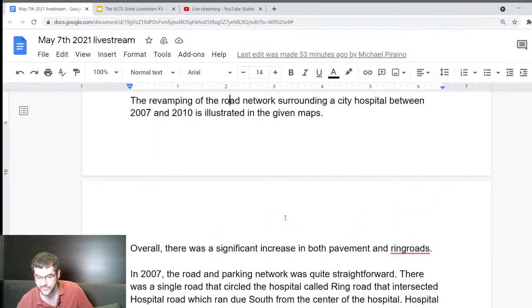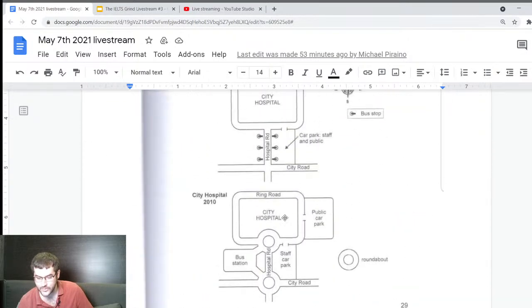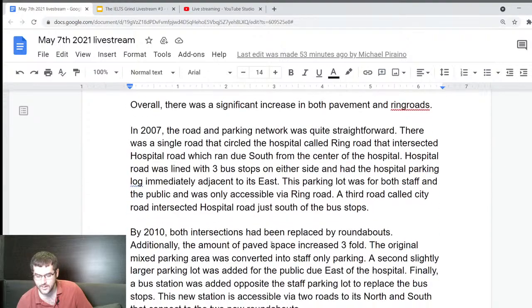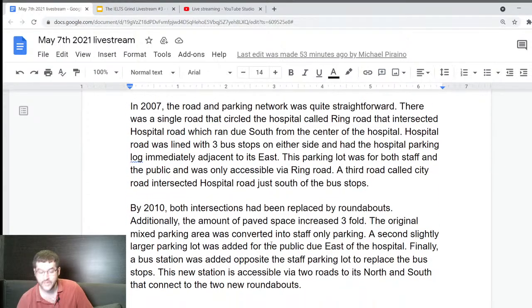If we look at the map very quickly, we can see that it went from 1 parking lot to 2 and a bus station, which is probably paved, and then from regular intersections to ring roads. Okay. In 2007, the road and parking network was quite straightforward. So this is clearly a topic sentence. It means it wasn't very complicated.